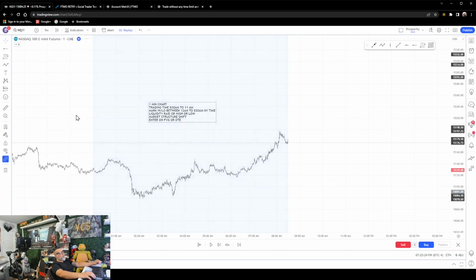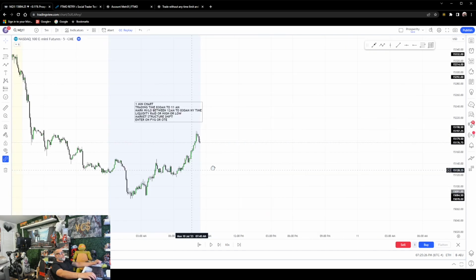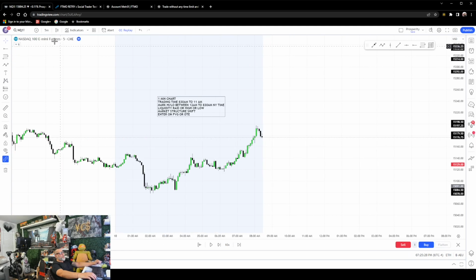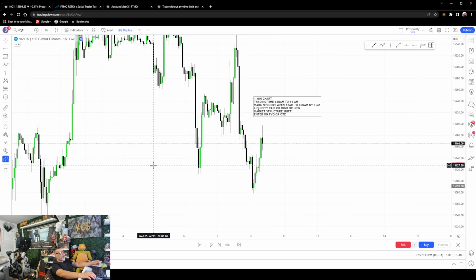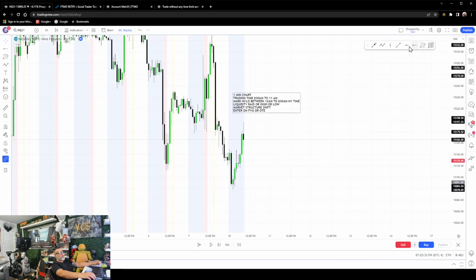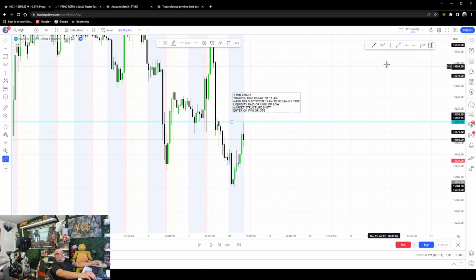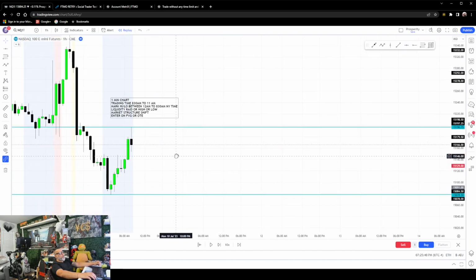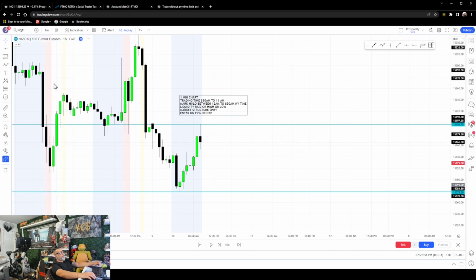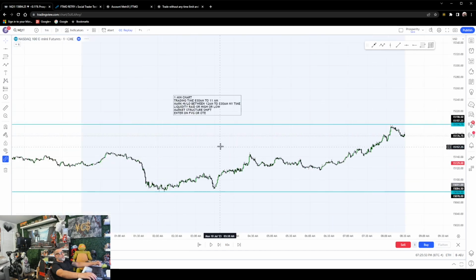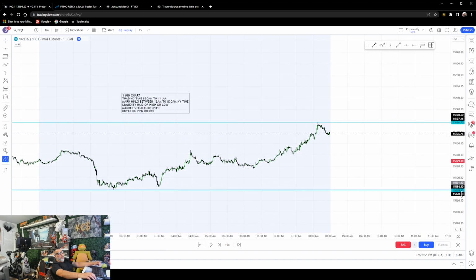So here we have the chart. I'm going to put it at the 5 minute just so it's easier for me to mark out my highs and lows. Again, you can put it on the hour. It really doesn't matter. It's always the extreme high and the extreme low. So for example, let's say I mark out this extreme high before 8:30 and this extreme low before 8:30. Then I'm going to drop down to the minute chart and wait for my entry.